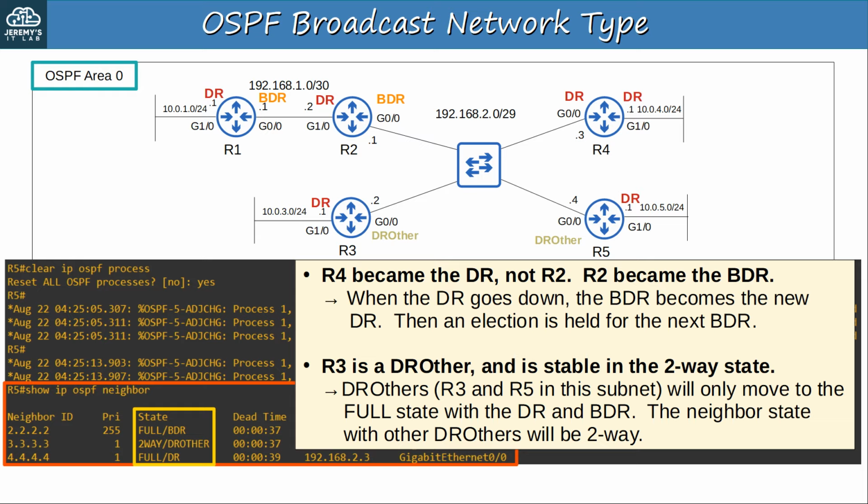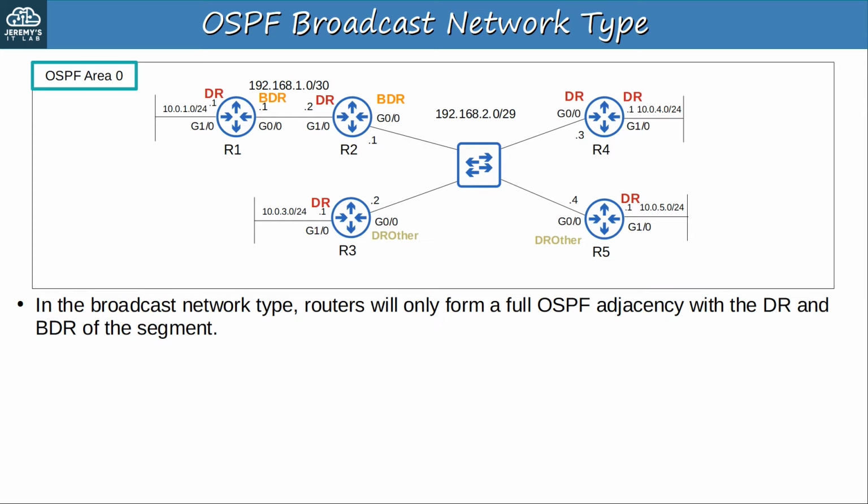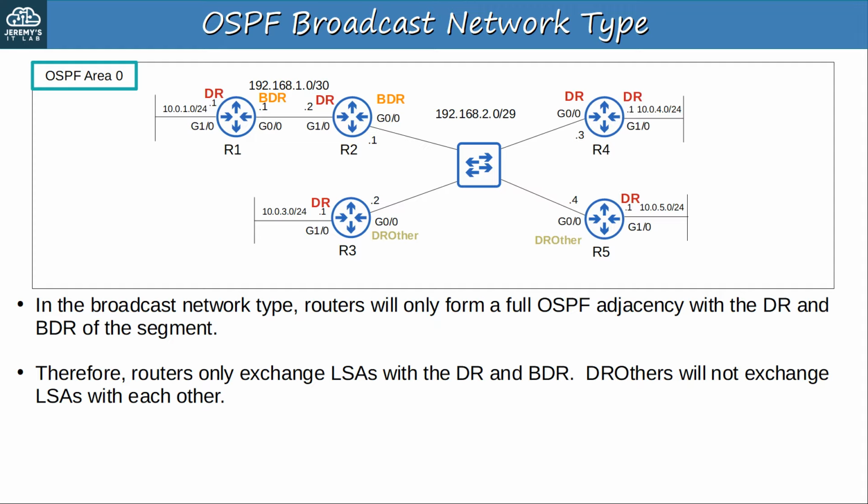But remember these 2 points, that the BDR becomes the DR if the current DR is removed, even if it doesn't have the highest priority. Also that DR others don't form full adjacencies with other DR others. They remain in the two-way state. To repeat, in the broadcast network type, routers will only form a full OSPF adjacency with the DR and BDR of the segment. Therefore, routers only exchange LSAs with the DR and BDR. DR others will not exchange LSAs with each other.